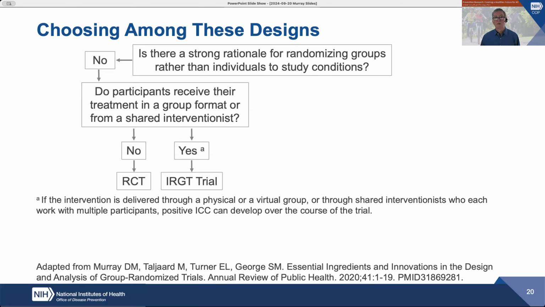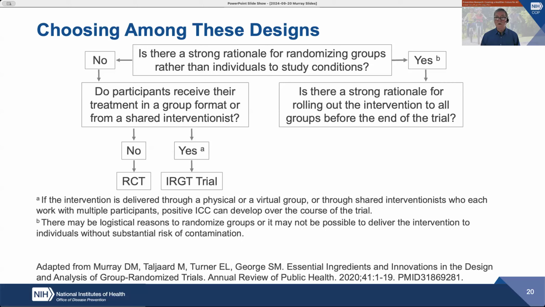If, however, participants receive even just some of their treatment in a group format or from a shared intervention agent, then you've got an IRGT trial, and you need to deal with the issues that IRGT trials face. We've talked about some of those on the design side. We'll talk about more of them on the analysis side.